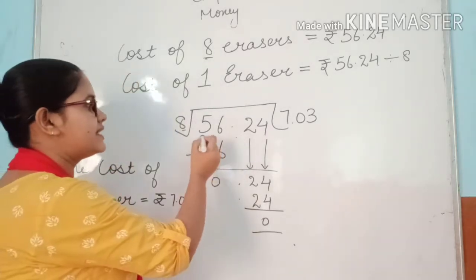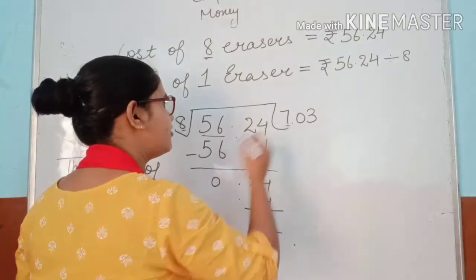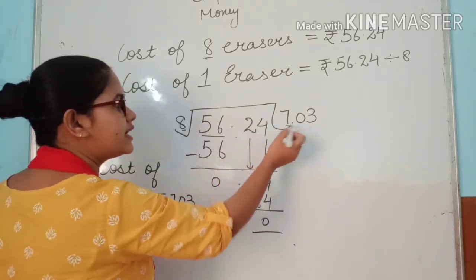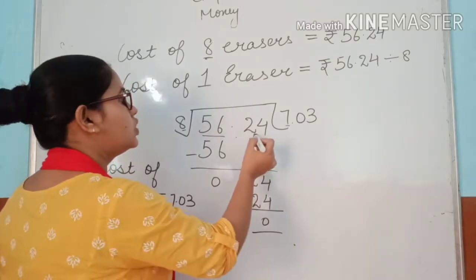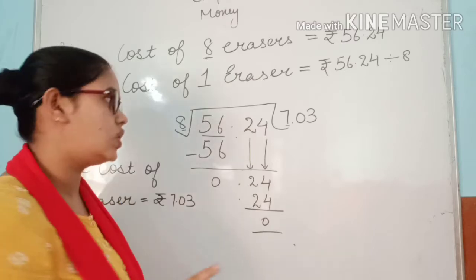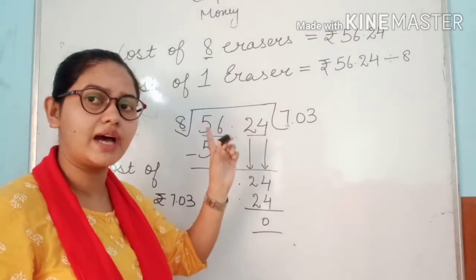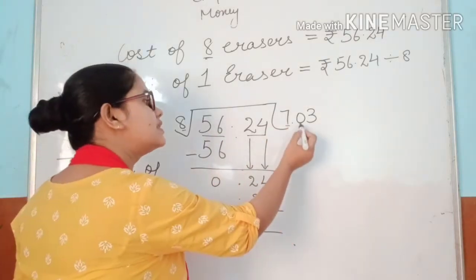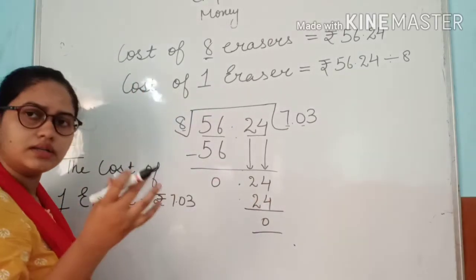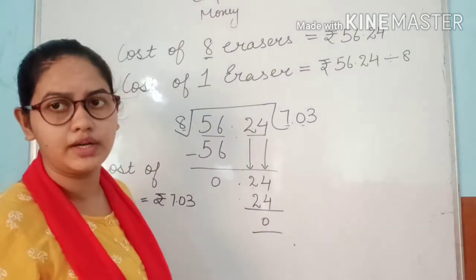So 56. Okay, on the table of 8, 8 sevens are 56. 7 will be here. Now come here, add 2. Now we will take a point here, 2. Now it's not possible to take 2 on the table of 8, so we will take 2 digits. When we have to take 2 digits, which means the other digit with that first digit, we will take a 0 here. And then we will take 24 as a 2-digit number. So 24 on the table of 8, 8 threes are 24. Okay.